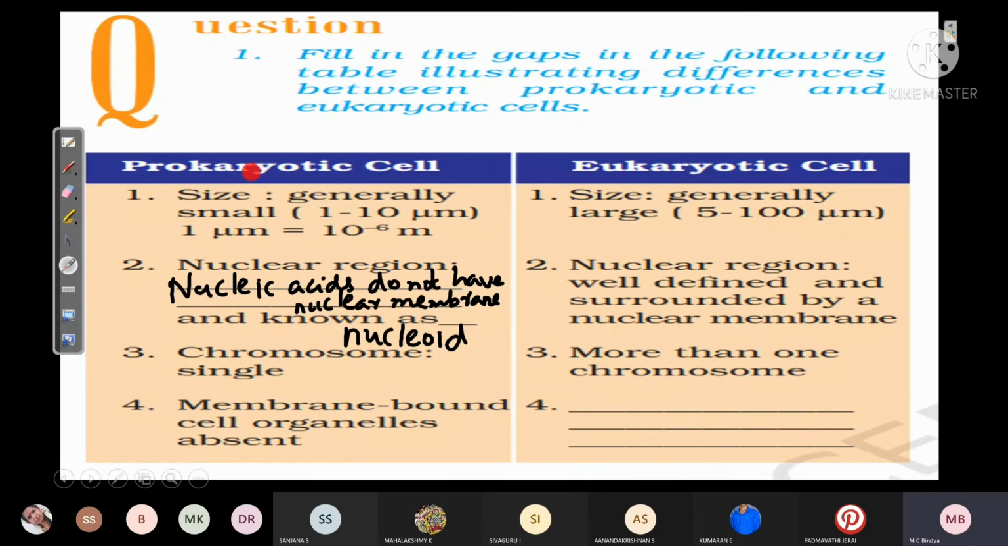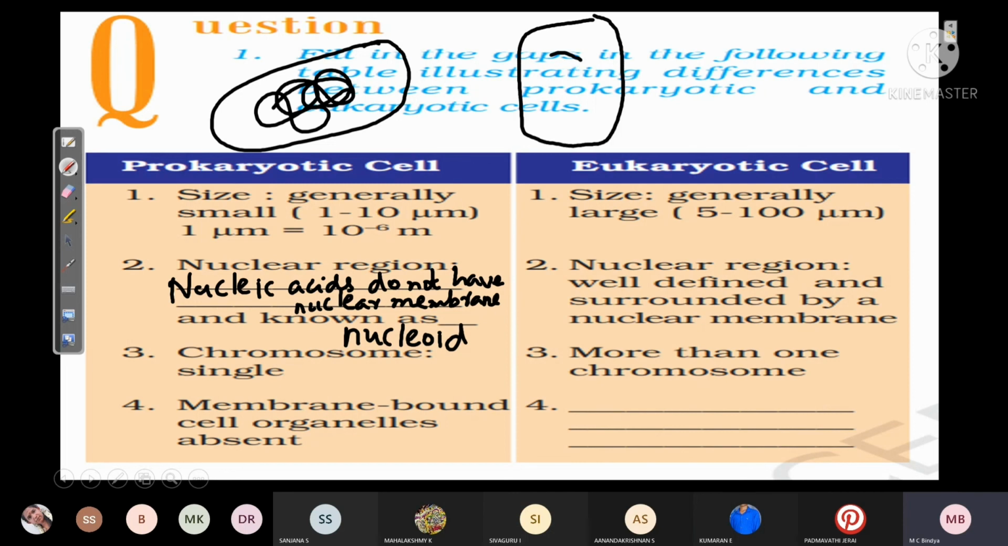The next difference, prokaryotes have only one chromosome, a single chromosome. See, this is how the bacteria is. The chromosome material starts like this, and they just coil like this. So only one is there. Whereas if you take a eukaryotic cell, they have a nucleus. Each nucleus has 1, 2, 3, many chromosomes. So that is the difference. In prokaryotes, only a single chromosome. Eukaryotes have more than one chromosome.